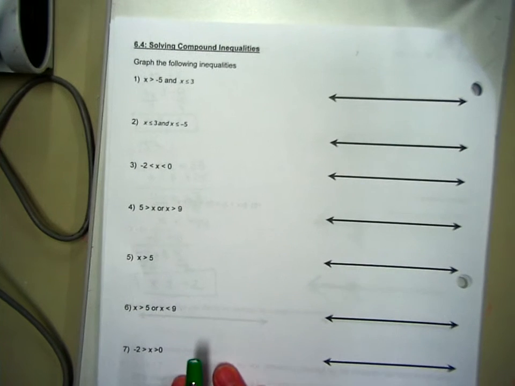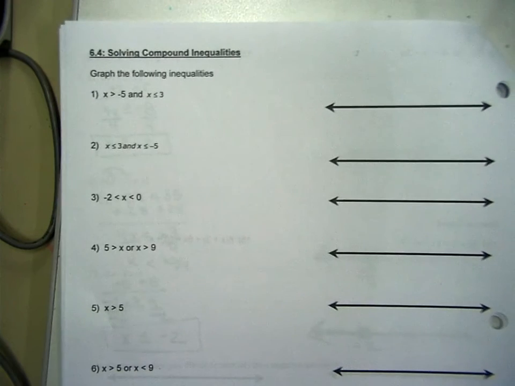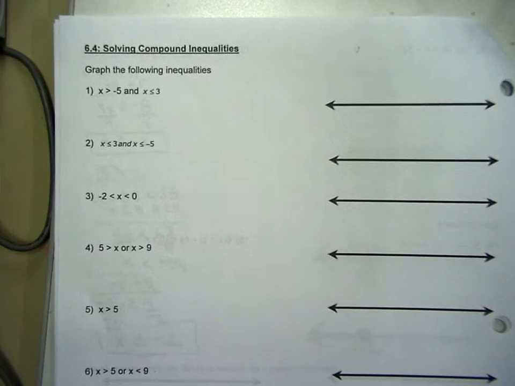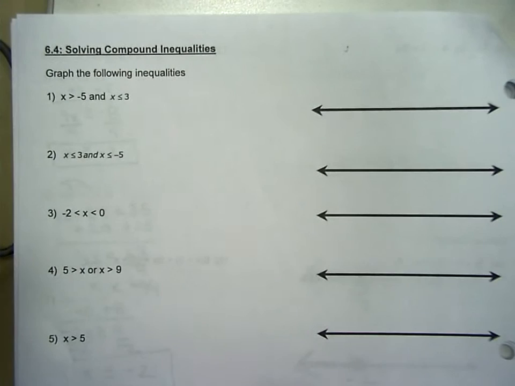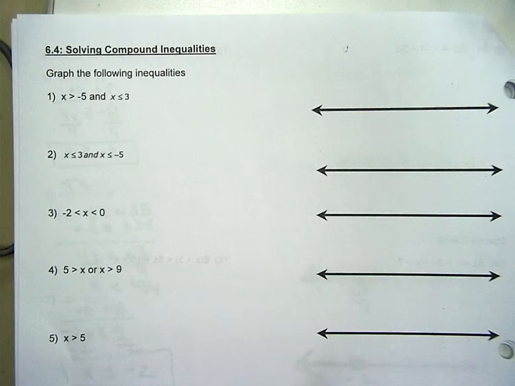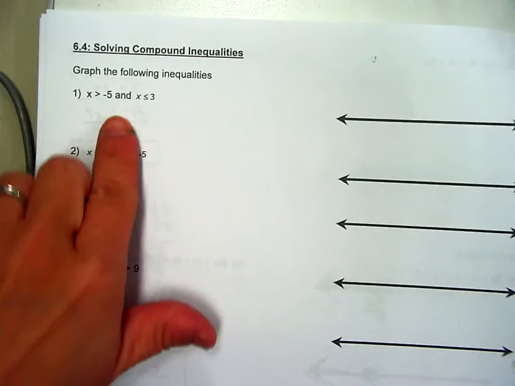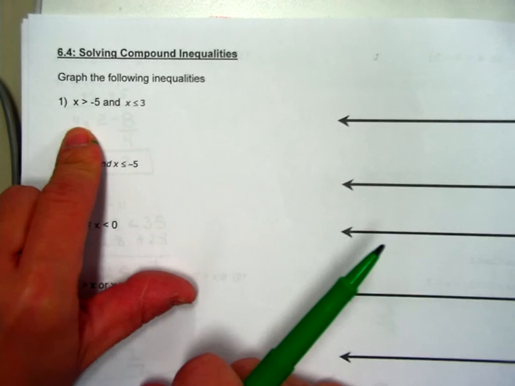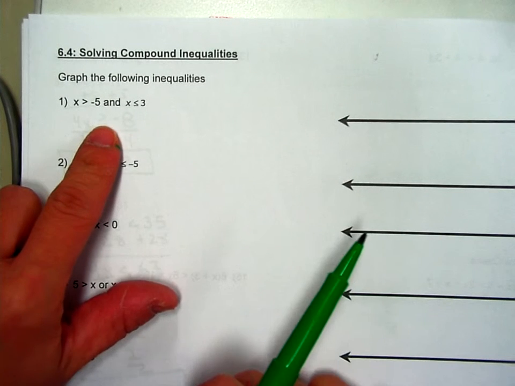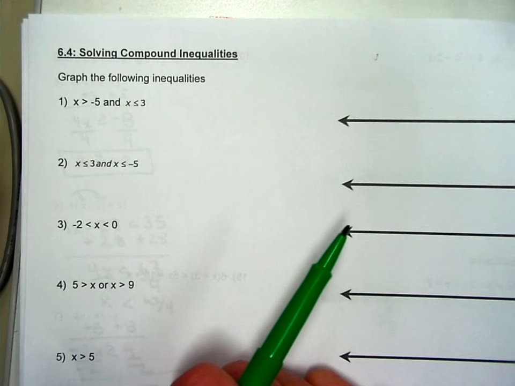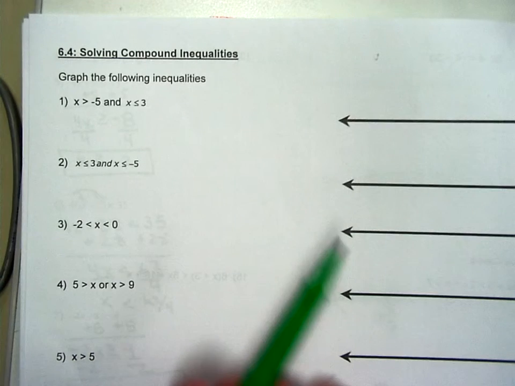Today we're going to learn about compound inequalities, and basically compound inequalities are two inequalities stuck together with either the word and or the word or. So if you look at the first one, notice you have two separate inequalities, but I'm looking for where x is greater than -5 and x is less than or equal to 3. So you want all the numbers that are greater than -5 and less than 3 at the same time. So that's what that word and means.